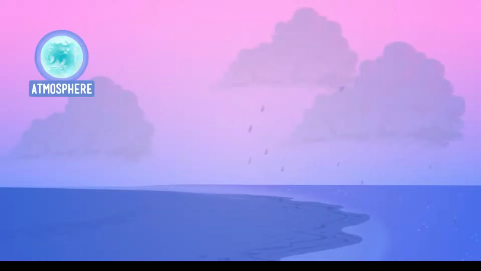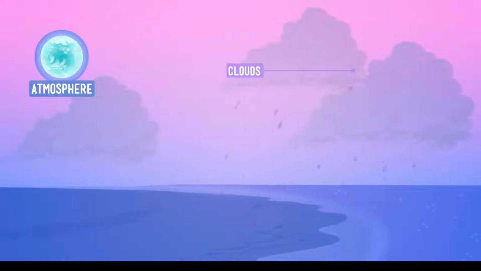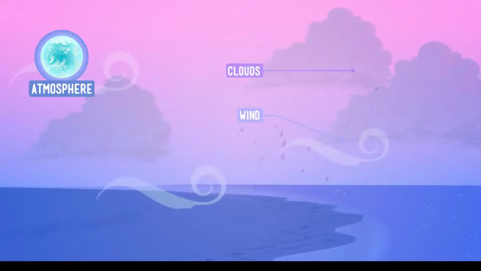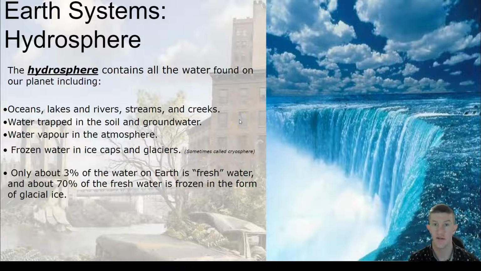While the rain is a part of the hydrosphere, the clouds it came from are actually part of the atmosphere, and the wind that pushes the waves around is part of the atmosphere too. Even though we can't see it, the atmosphere is all around us in the form of the air that we breathe. The hydrosphere contains all of the water found on our planet.